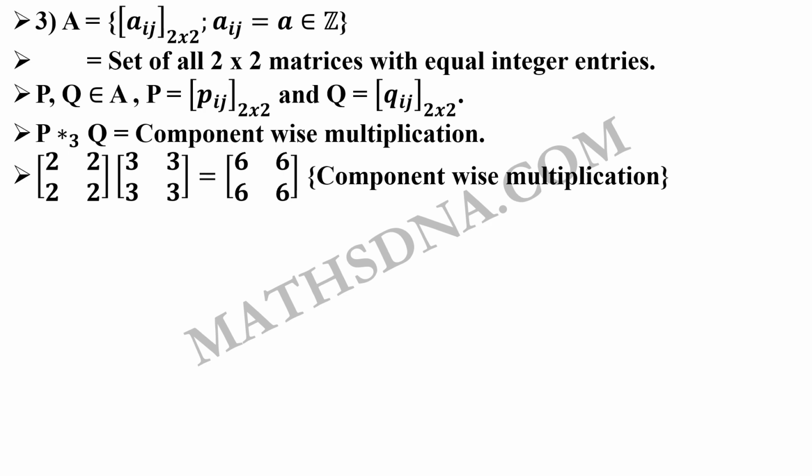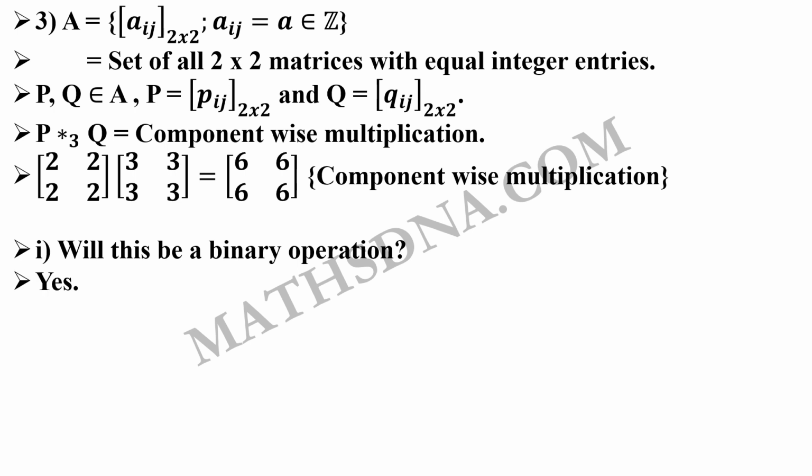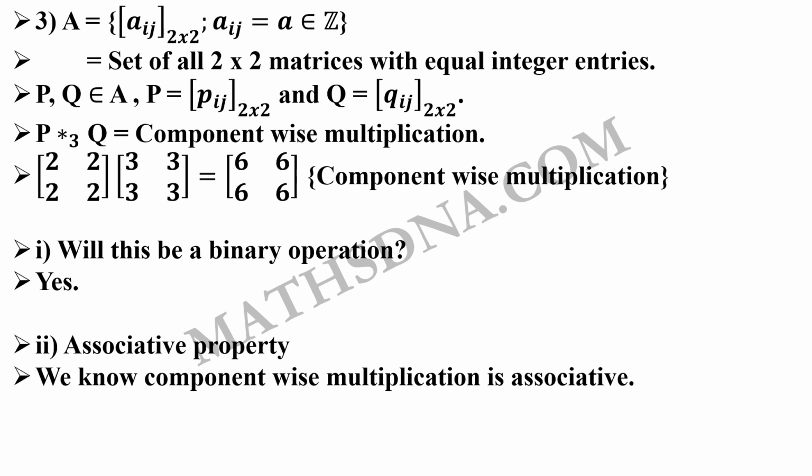Again, 4 things we have to verify. First of all, whether it is a binary operation or not. Clearly, all the entries have become equal. They have not changed, so it will remain an integer at the end. So it is correct. Also associativity, same. Component wise will be associative, or you can take three arbitrary elements P, Q and R and multiply them and you will get it associative.